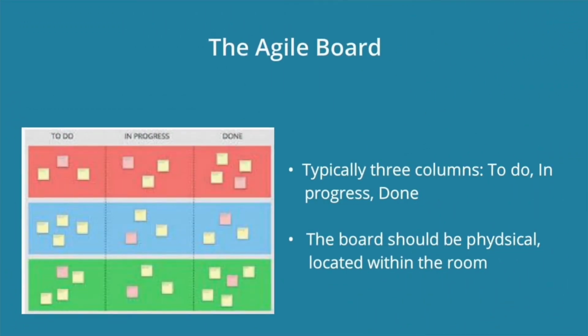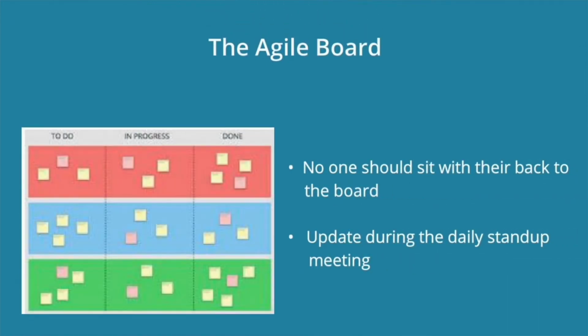The Agile Board. The Agile Board is a physical representation of the user stories that the team has committed to complete within the sprint. Typically 3 columns: to do, in progress, done. The board should be physical, located within the team room. No one should sit with their back to the board. Update during the daily stand-up meeting.